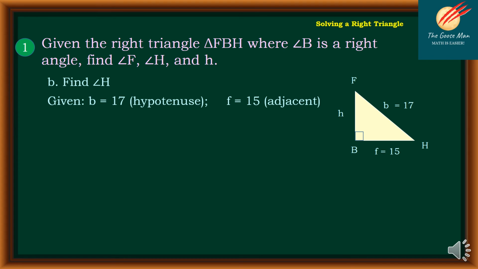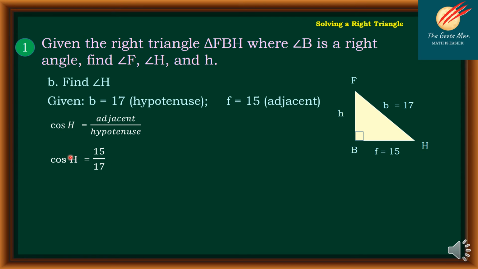Given that B is equal to 17, that is the hypotenuse, and F is equal to the adjacent side of the angle H. So we will use the trigonometric function of cosine H. That is adjacent over hypotenuse. The adjacent is 15, and the hypotenuse is equal to 17. So cosine H is equal to 15 over 17.